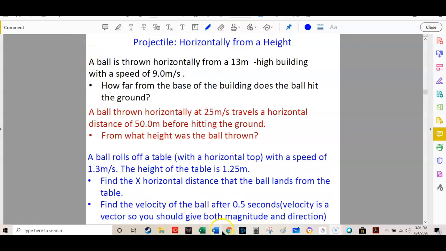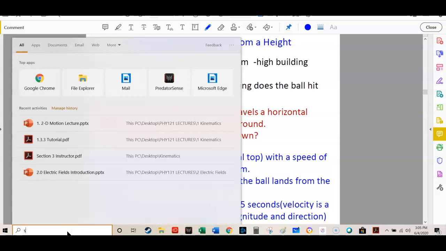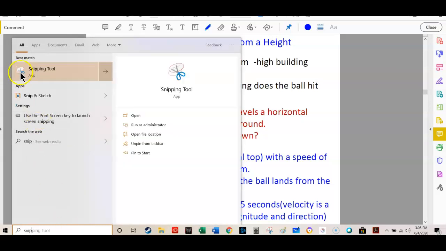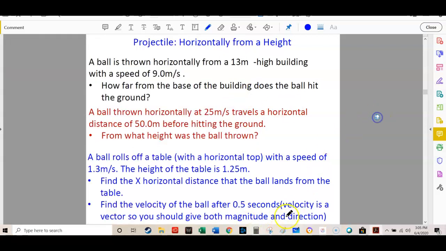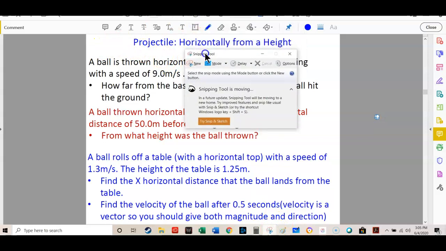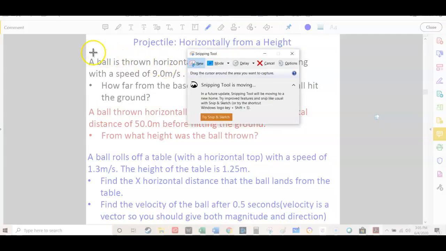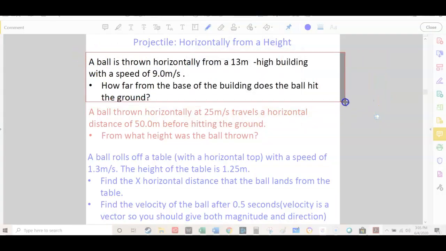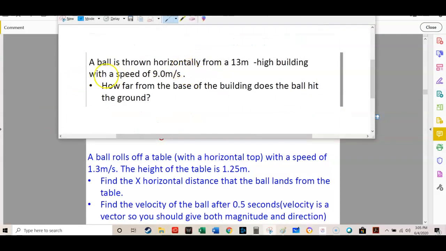What I'm going to do is take a snip, and to find the snip tool on your computer, just type SNIP, and it'll bring it up. I use it so much, I just put it on my taskbar. So I'm going to snip this, and when you do that, it brings up this right here. You hit New, and it allows you to screen capture. Now I'm going to highlight a screen capture of a problem right here, and we're going to do this problem together.